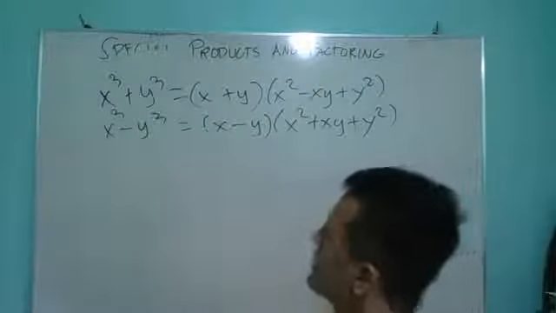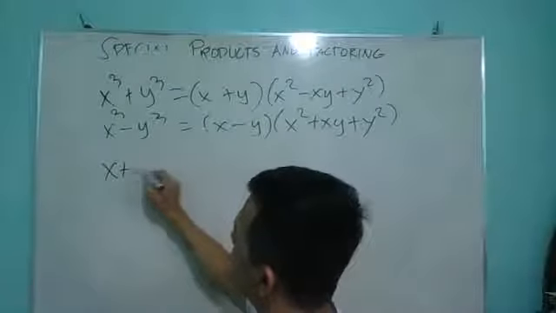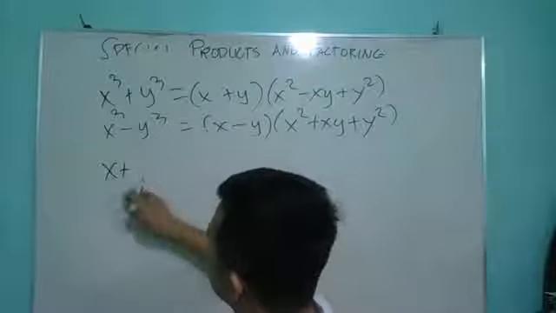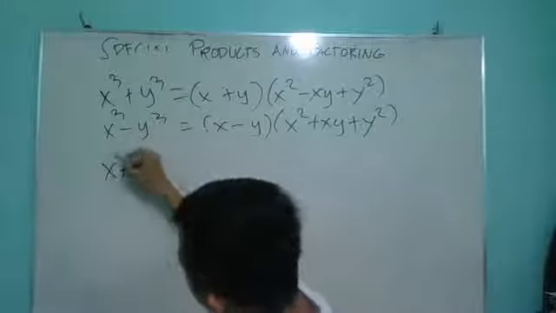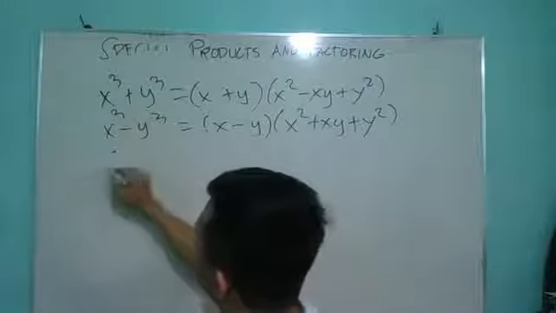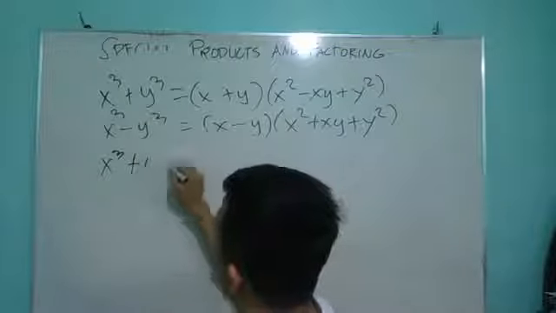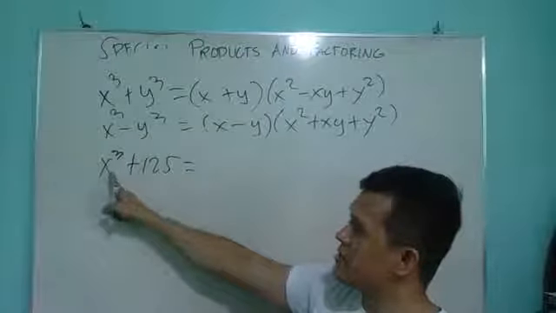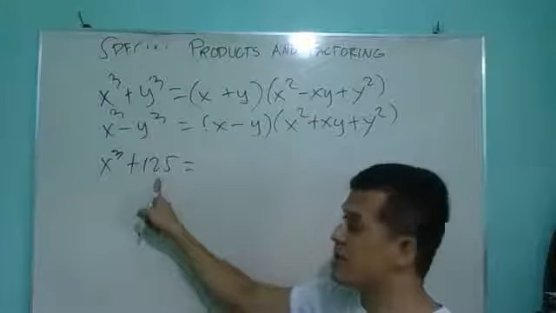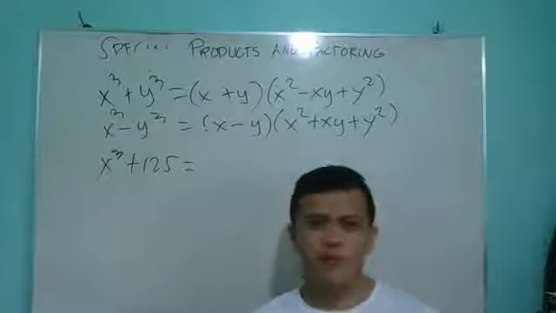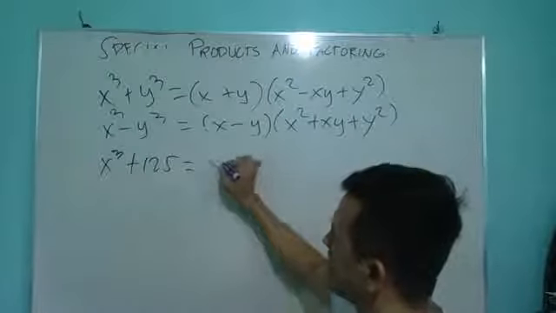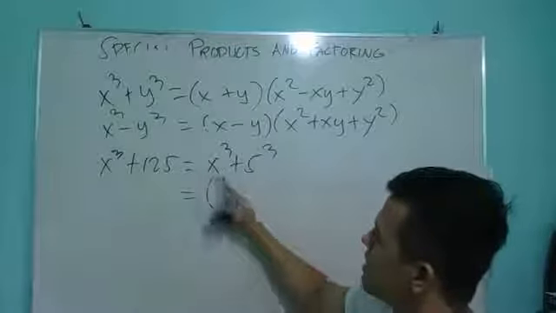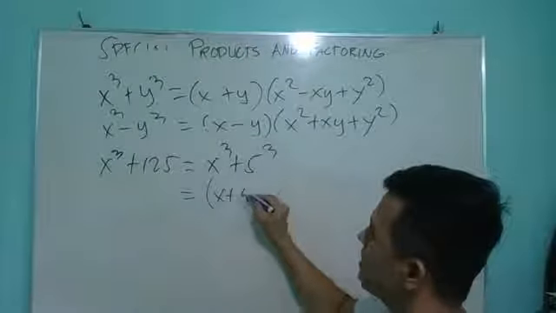Okay, so we have x plus 5, I'm sorry, x cubed plus 125. In this case, x cubed is already in cube form, but the second one is not yet. So we have 125. What's the cube root of 125? It is 5. So we have x cubed plus 5 cubed. To factor that, copy the first: x plus 5.